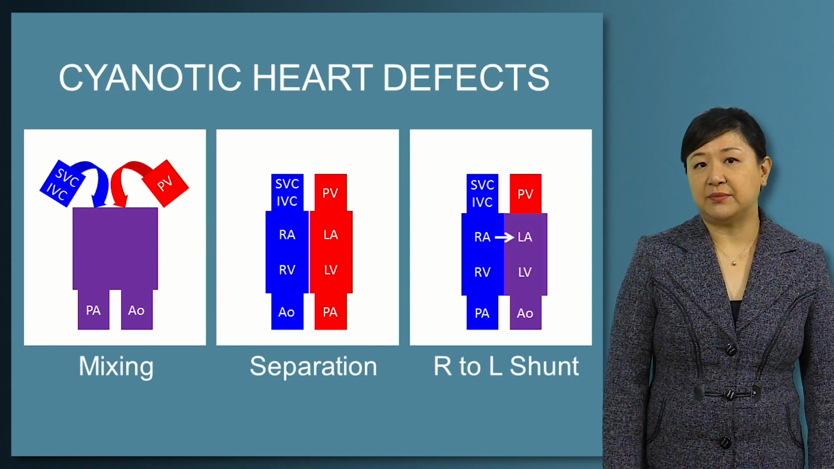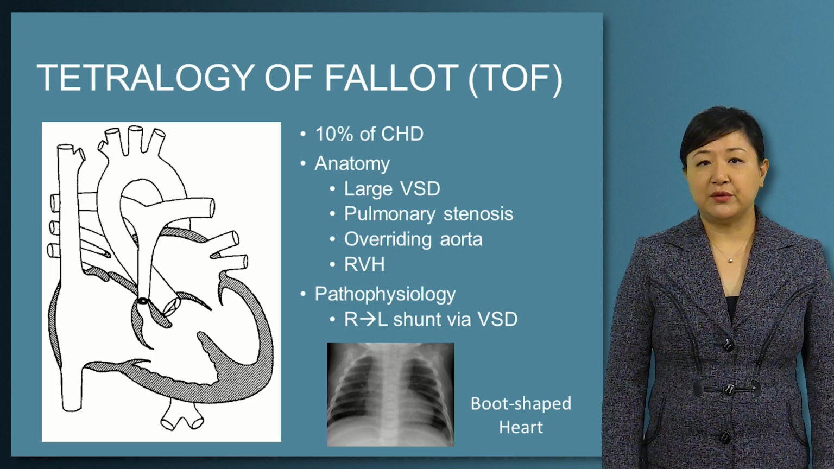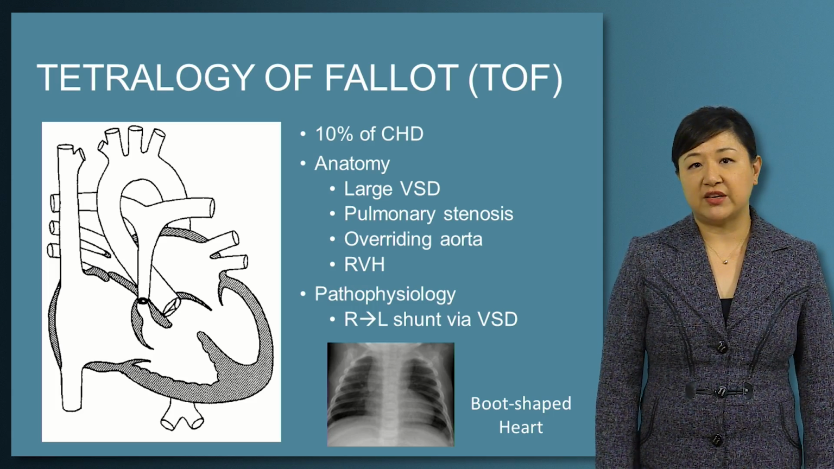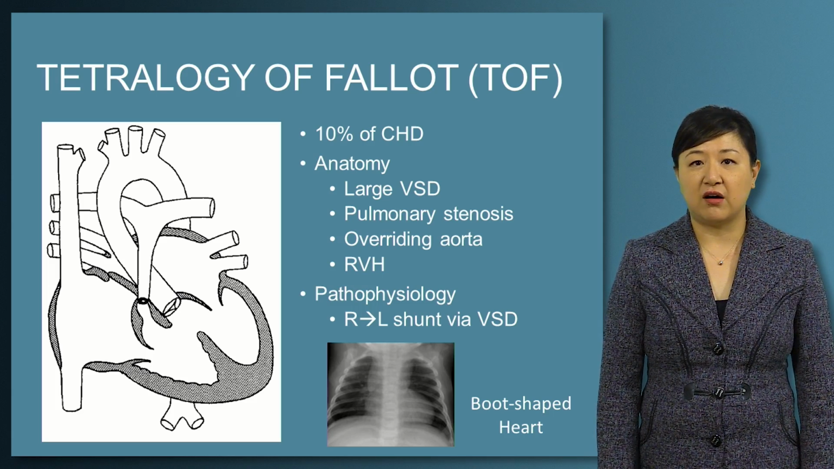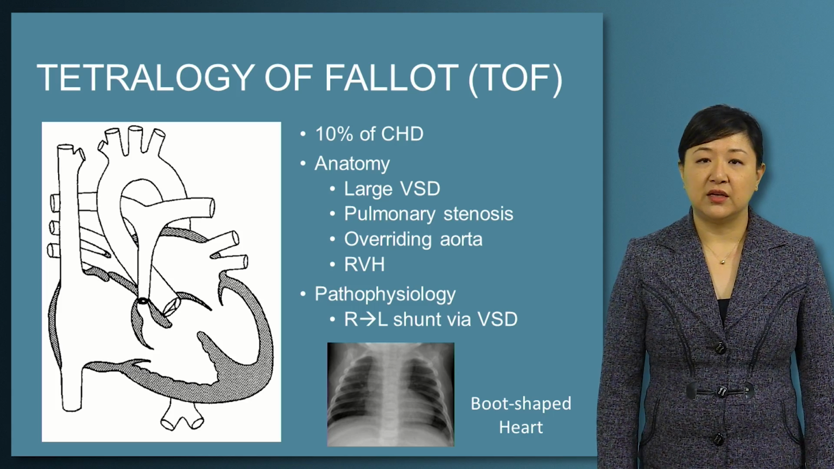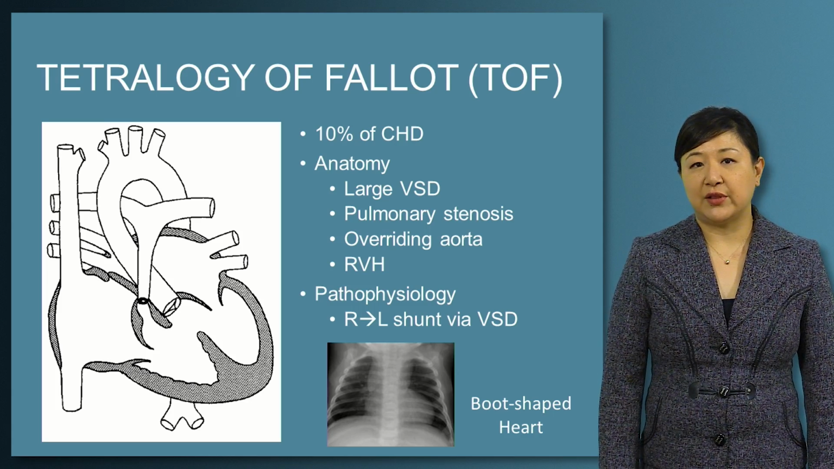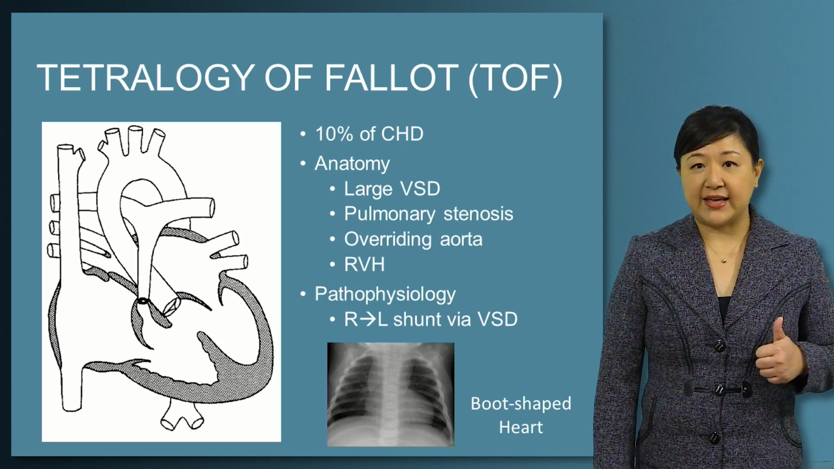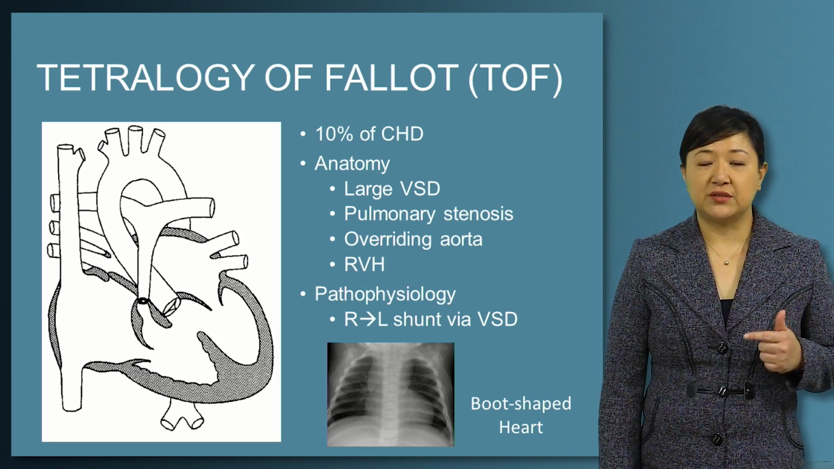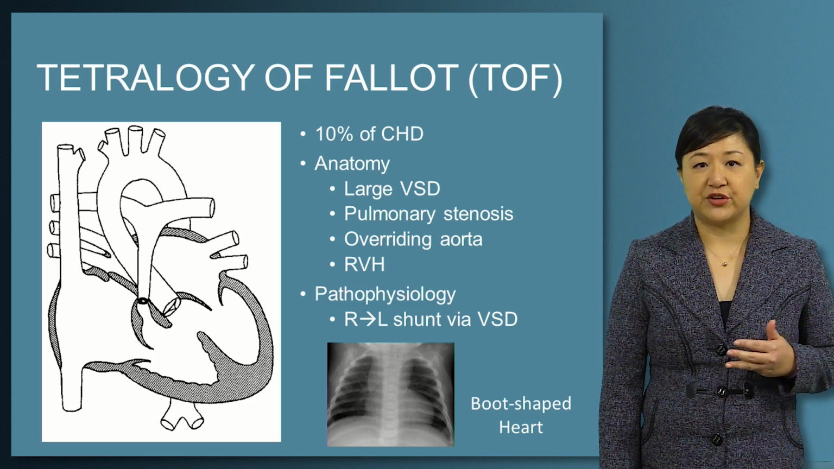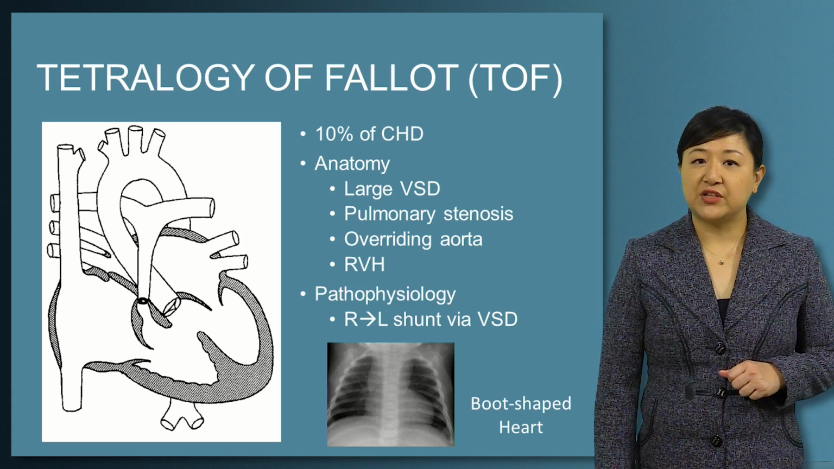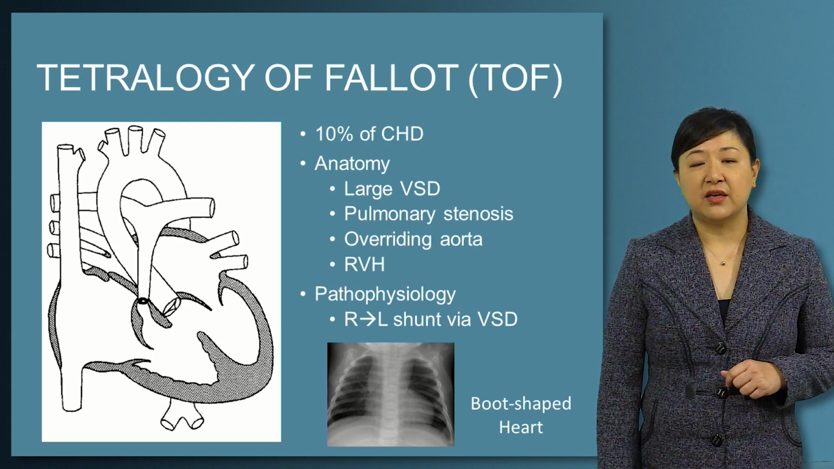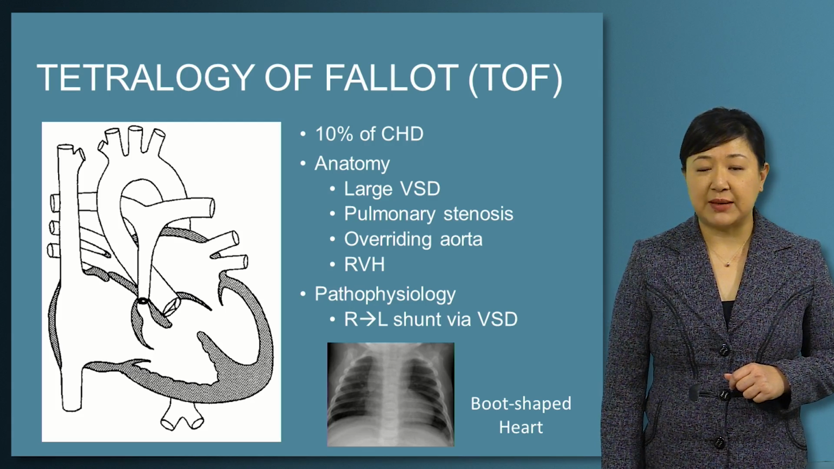Let's start with the most common. Tetralogy of Fallot is the most common cyanotic heart defect, comprising 10% of all congenital heart disease. The tetralogy in tetralogy of Fallot are large VSD, pulmonary stenosis, overriding aorta, and right ventricular hypertrophy. But it's actually one thing, and the one thing is the malalignment of the ventricular septum.